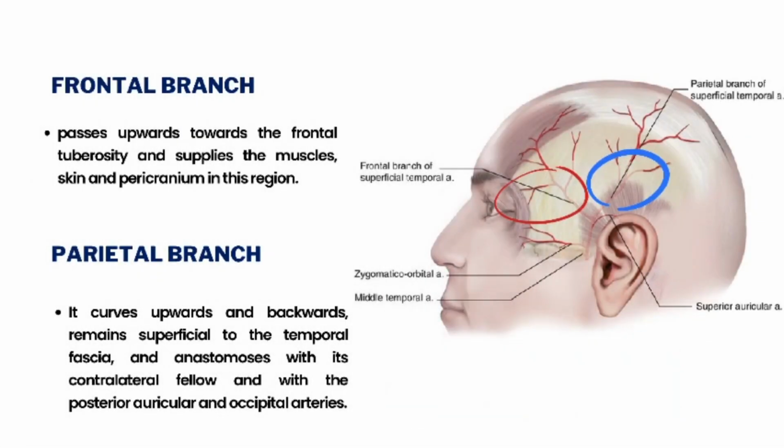The frontal branch passes upwards towards the frontal tuberosity and supplies the muscles, skin, and pericranium in this region. And lastly, the parietal branch is larger than the frontal branch of the superficial temporal artery. It curves upwards and backwards, remains superficial to the temporal fascia, and anastomoses with its contralateral fellow and with the posterior auricular and occipital arteries.